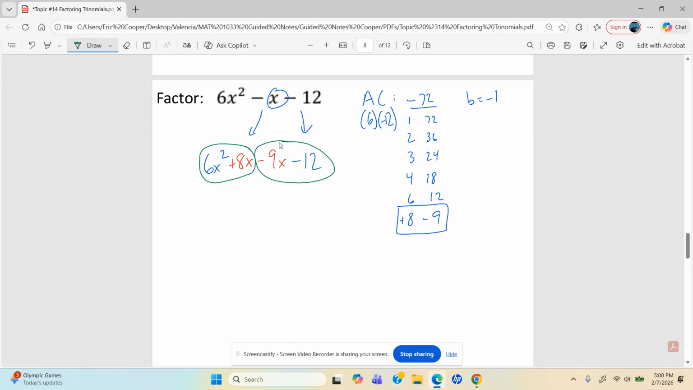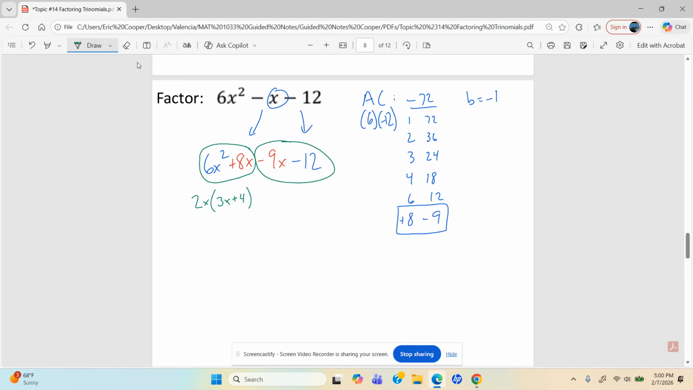If I were to do this by group factoring, we would have 6x squared and 8x. 6 and 8, the biggest number I could take out of there is a 2. X squared and x, I can take out an x from each term. 6 divided by 2 is 3. X squared, take away an x is x. 8x divided by 2x is 4.